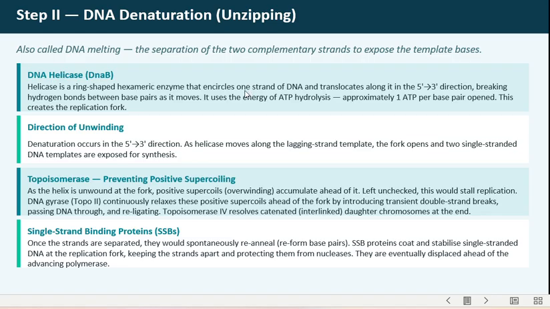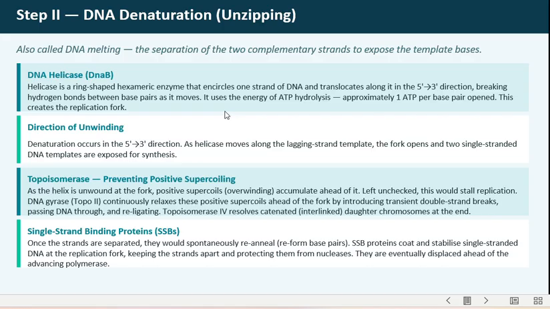Hexa means 6, so it has 6 subunits, and it moves along the lagging strand template in the 3' to 5' direction. When it's doing that, it begins to break the hydrogen bonds between the base pairs at a rate of approximately 1,000 base pairs per second. In the ticking of a clock, a second arm, it would have moved 1,000 base pairs. So it's that fast.